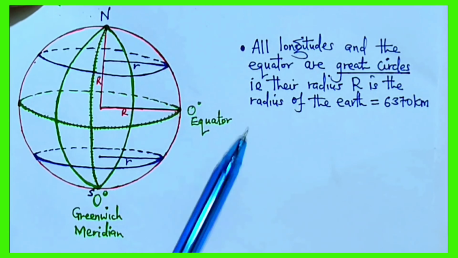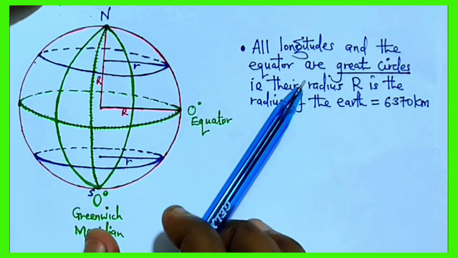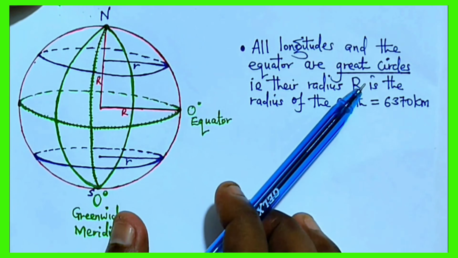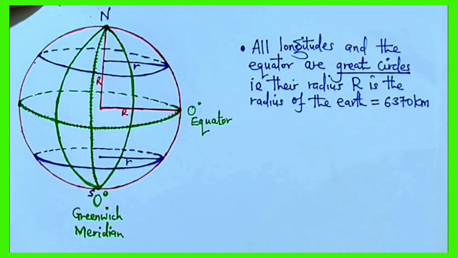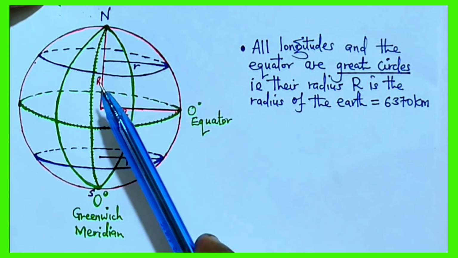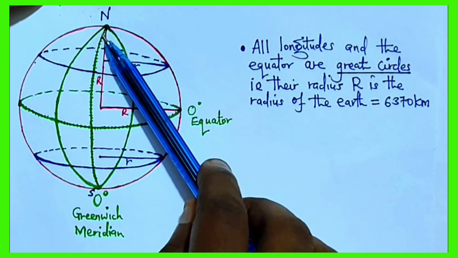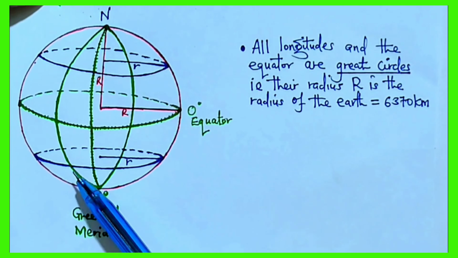We say that all longitudes and the equator are great circles, i.e. their radius r is equal to the radius of the earth. Now from our diagram, we can see that I've captured 3 longitudes here, including the Greenwich.